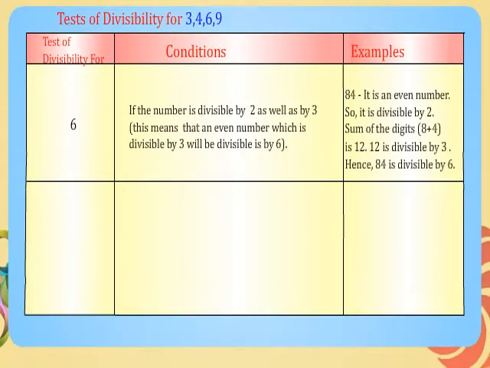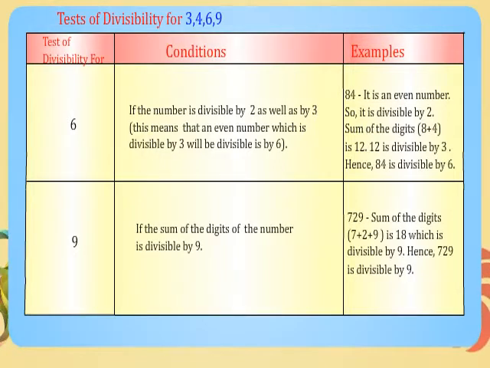For number 6, the condition is if the number is divisible by 2 as well as by 3. This means that an even number which is divisible by 3 will be divisible by 6. For example, 84, it is an even number, so it is divisible by 2. Sum of the digits 8 plus 4 is 12. 12 is divisible by 3. Hence, 84 is divisible by 6.